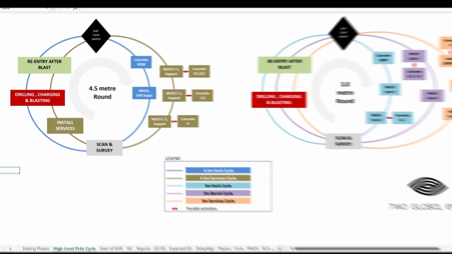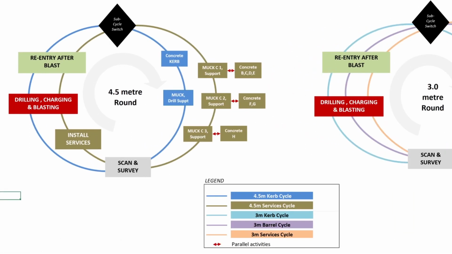The cycle could follow a 4.5 meter blast round that consists of two sub-cycles, the blue curb cycle and the brown services cycle, which together cover all the phases. The sub-cycles automatically switch over from one to the other each time the process passes through the re-entry phase.